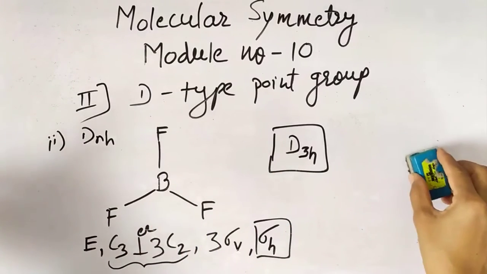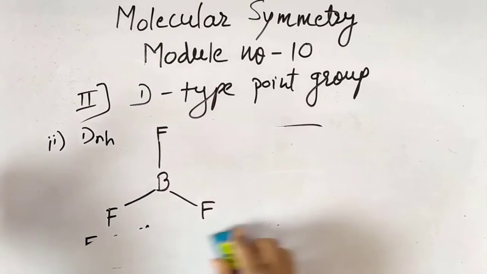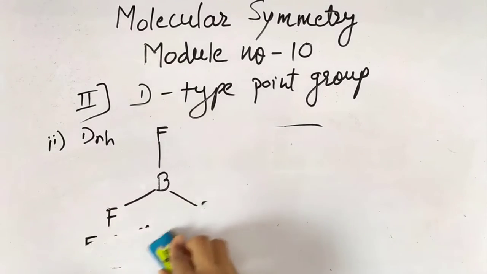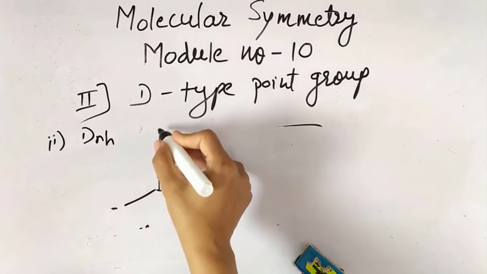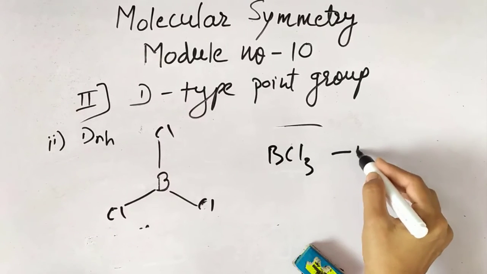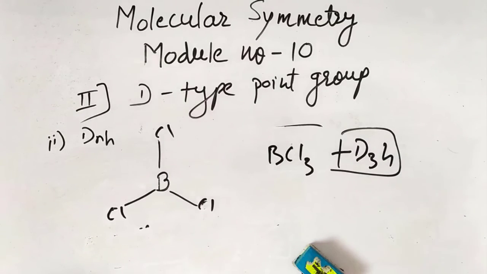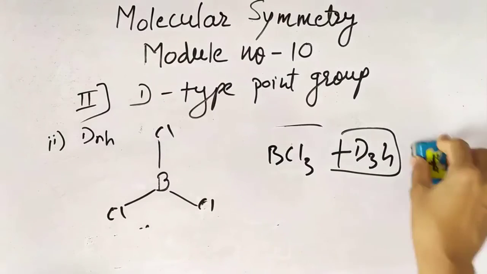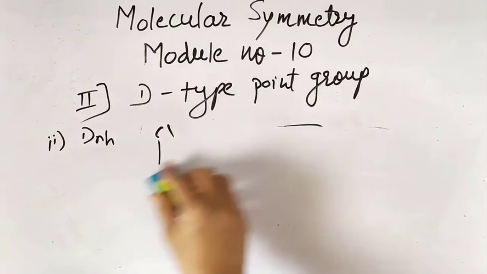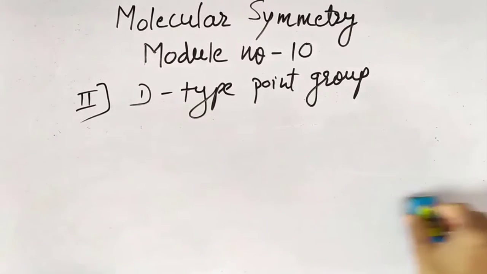I hope the D3H point group of BF3 is very well clear to you. If the fluorine atoms get replaced by chlorine atoms, meaning if we have the BCl3 molecule, then also the point group will remain the same, D3H. It will not change. Okay. I hope now the BF3 molecule or BCl3 molecule is very well clear to you.